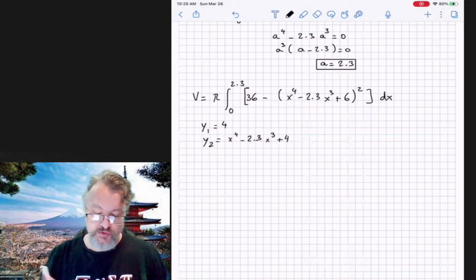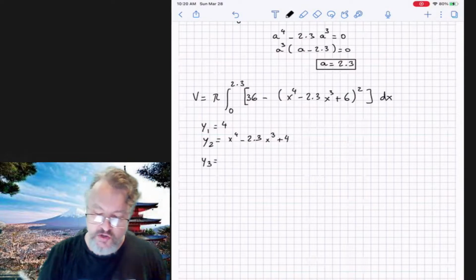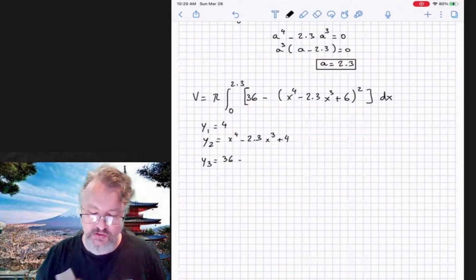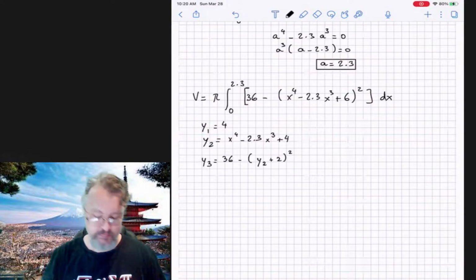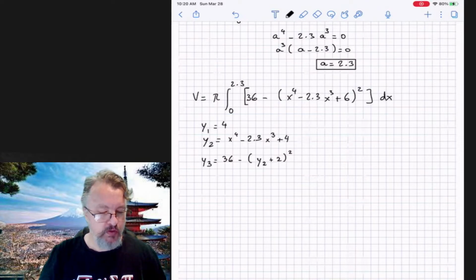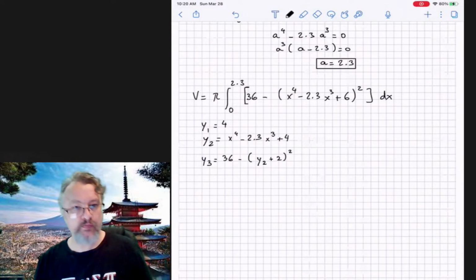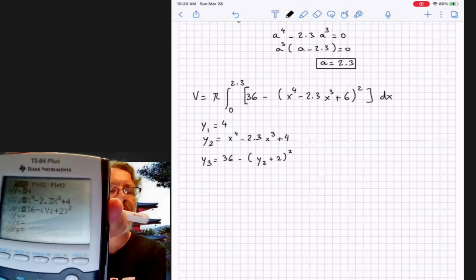Then what I'm going to do under y3, I'm going to write 36 minus, in parentheses, y2 plus 2, squared. That's what I'm going to write. So 36 minus parentheses y2 plus 2, squared. I don't know if you can see that right here, but that's what I have right here.